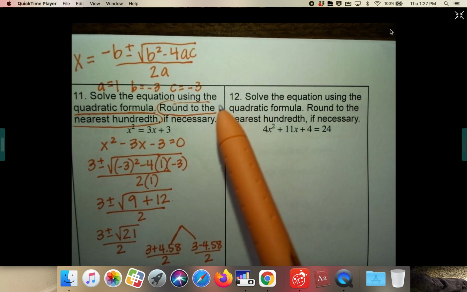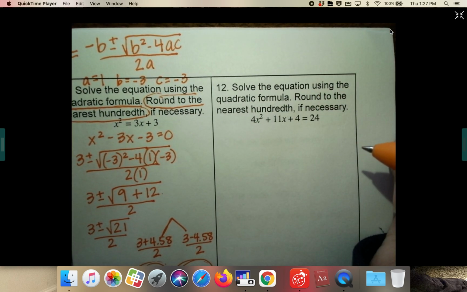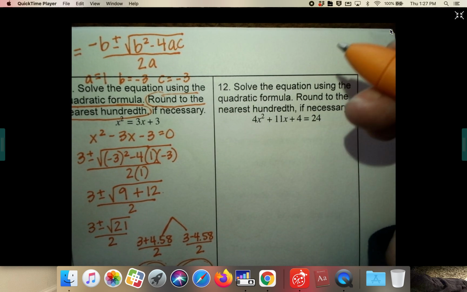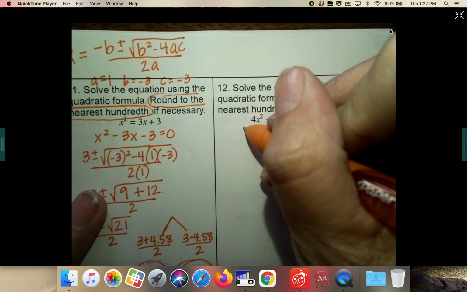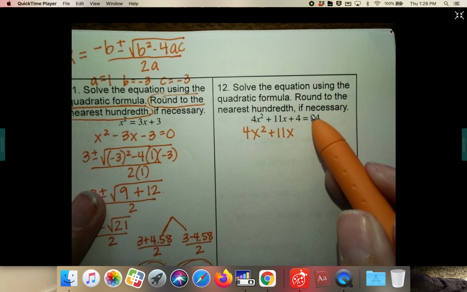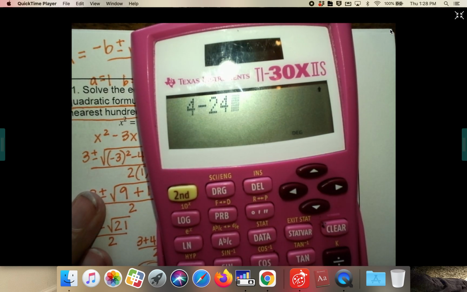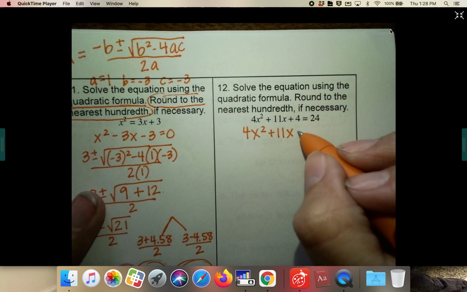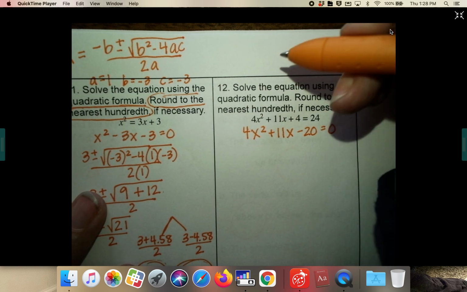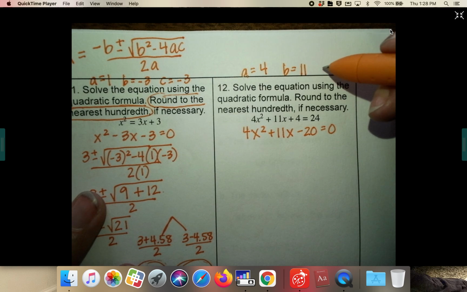All right, I'm not going to rewrite the whole formula because I've got it right here. I know you're disappointed, I'm not going to sing it again. But let's go ahead and make it equal to 0. So it would be 4x squared plus 11x, and then I need to subtract 24 from 4. So 4 minus 24 is negative 20. So my a term is 4, my b term is 11, and my c term is negative 20.